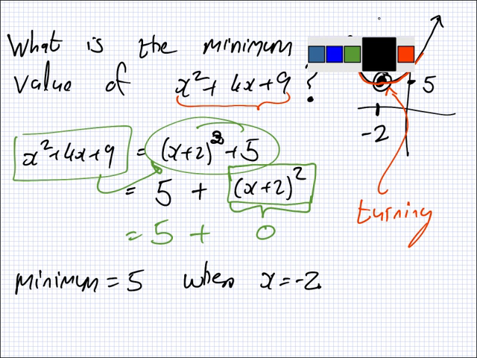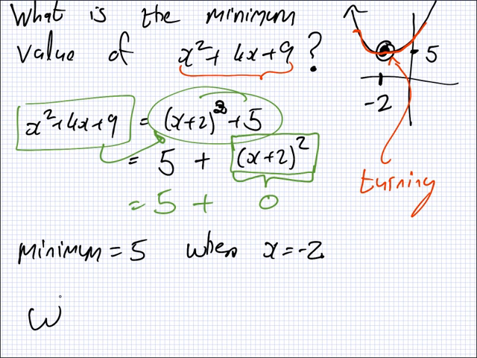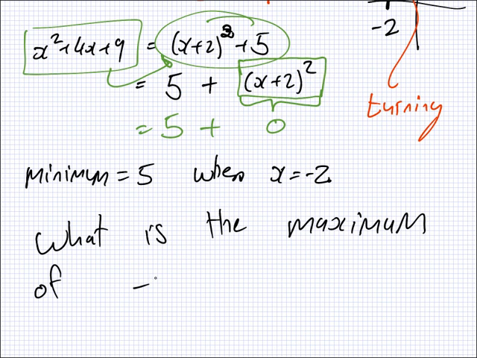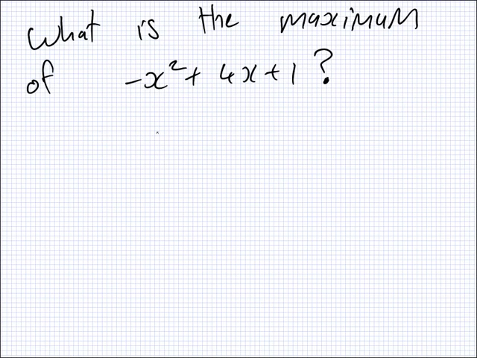So, let's have a look at an example where we're looking at the maximum. What is the maximum of, let's say, minus x squared plus 4x plus 1? Okay, let's have a look. First we complete the square. Well, actually first we take out the minus. Now we complete the square.